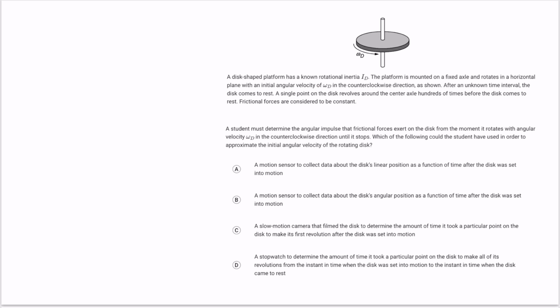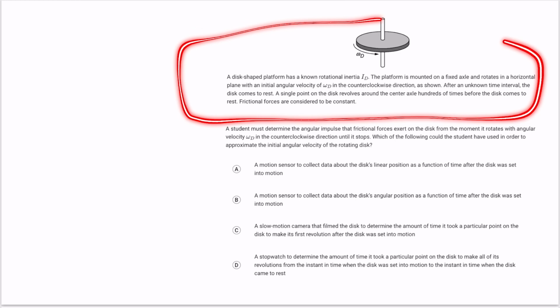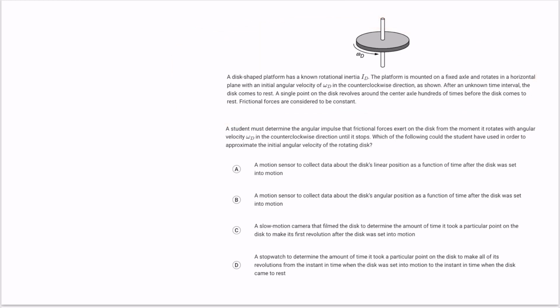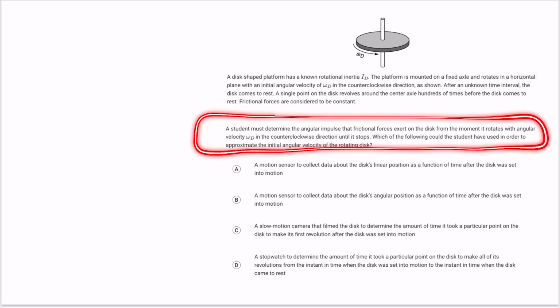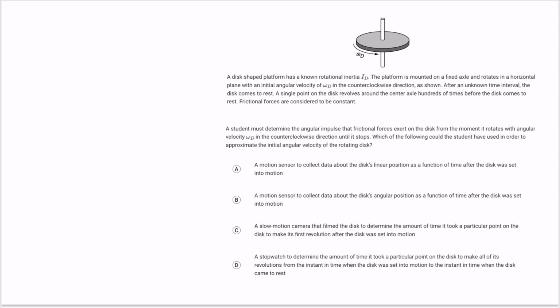All right, in this problem, we have the same setup. So this portion of the setup is the exact same as last time. In fact, this is almost the same, but we'll go ahead and read this paragraph. A student must determine the angular impulse that frictional forces exert on the disc from the moment it rotates with angular velocity in the counterclockwise direction until it stops.